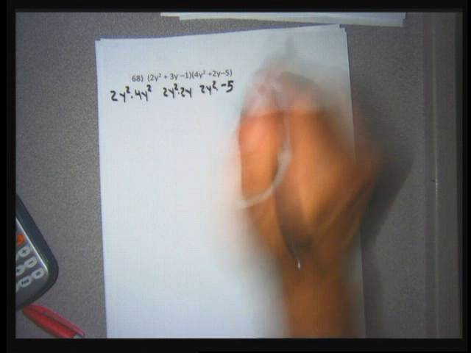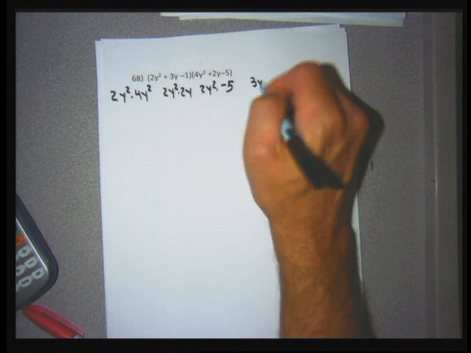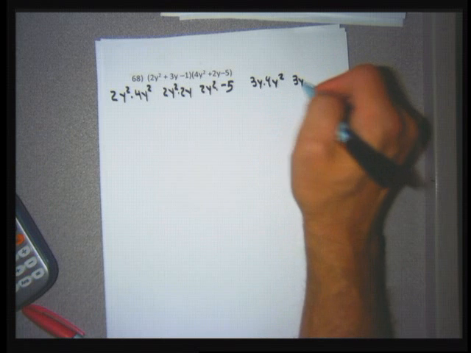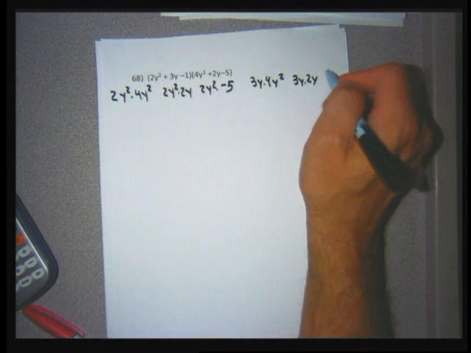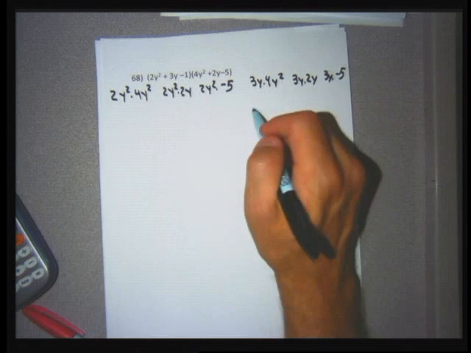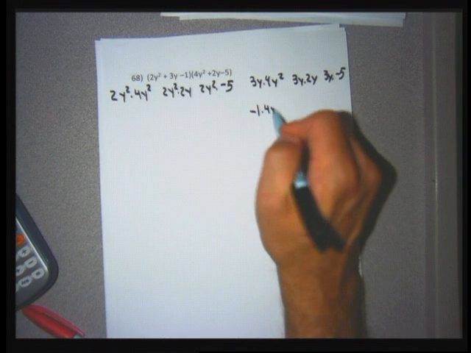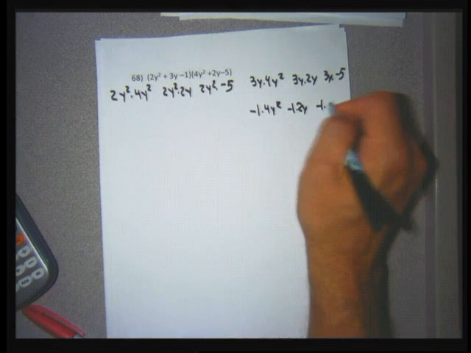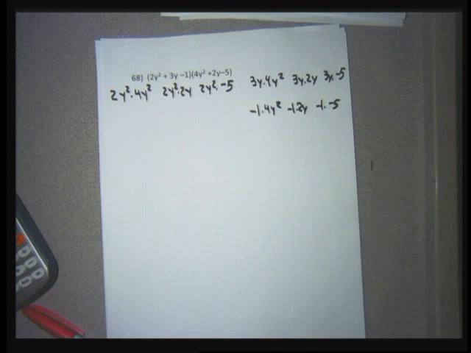Then I'll start with the 3y. I'll go 3y times 4y squared, 3y times 2y, 3y times minus 5. And then with the minus 1 times 4y squared, minus 1 times 2y, minus 1 times minus 5. There's all 9 multiplications. Now I'm going to do them and stack them.